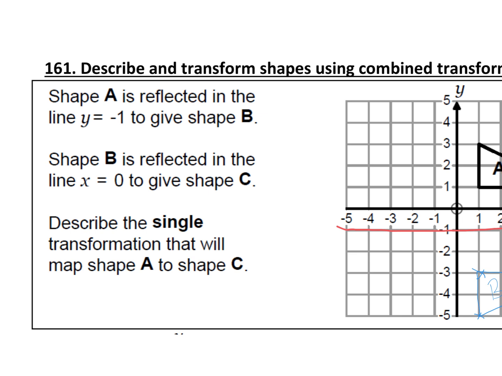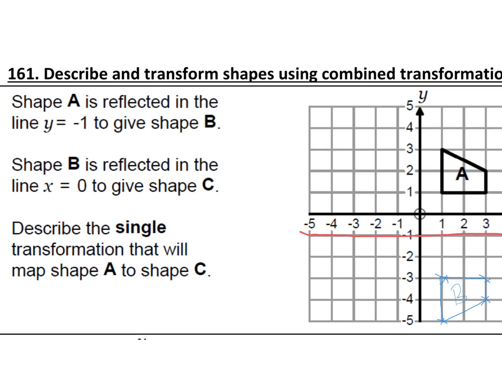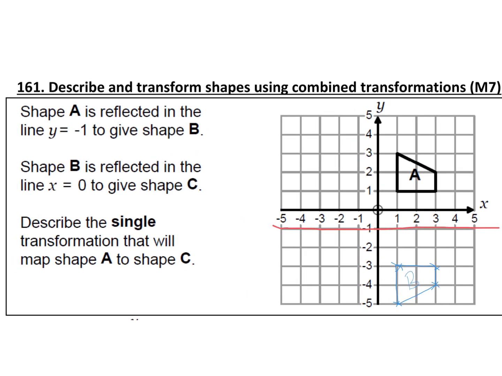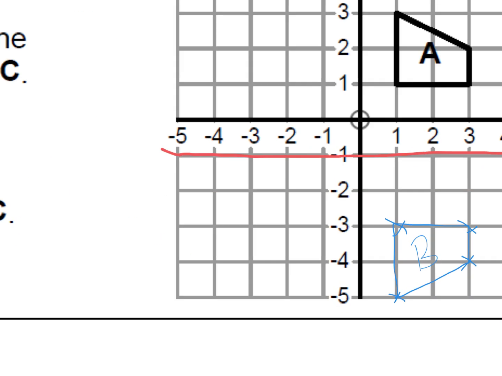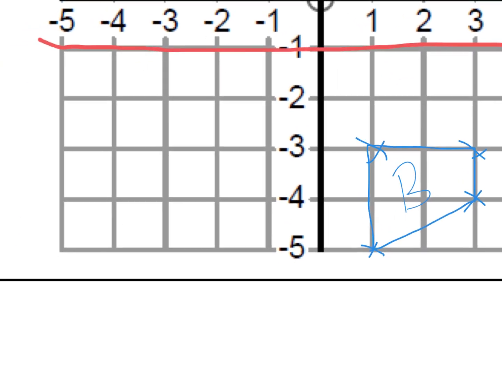And then it says shape B is reflected in the line x equals 0. X equals 0, if you look at the x-axis, the x values are 0 here. So that actually is the y-axis. We're going to reflect B in the y-axis. X equals 0 is the y-axis. So these 2 points are a distance of 1 away from the mirror line. So they have to be 1 to the left of the mirror line.